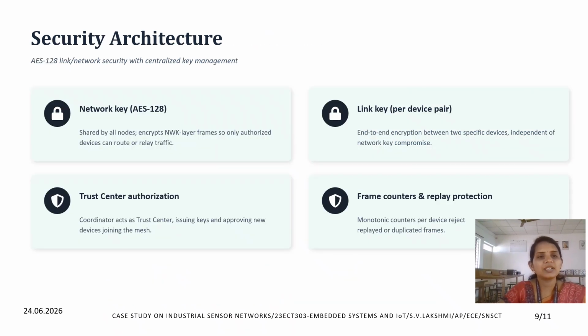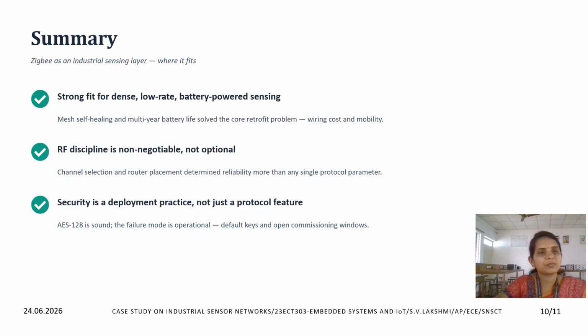Security architecture. This enables security features like authentication, trust center authorization, then the network key shared by all the nodes, which is used for encryption and decryption. Then the link key, that is per device pair, end-to-end encryption between two specific devices, and frame counters and replay protection.